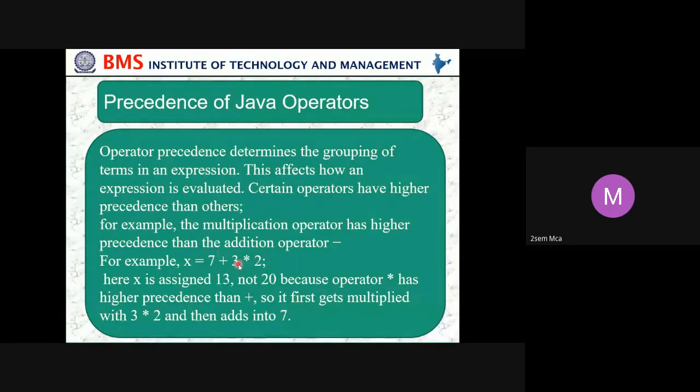So first, 3 into 2 is how much? 3 twos are, how much is the value? 6. Then plus 7, plus 7 is how much? 13. Yes. So that's how you'll get the result. Not like 7 plus 3. What is 7 plus 3? 10 into 2 is 20. You are not getting this result. You will get 13.